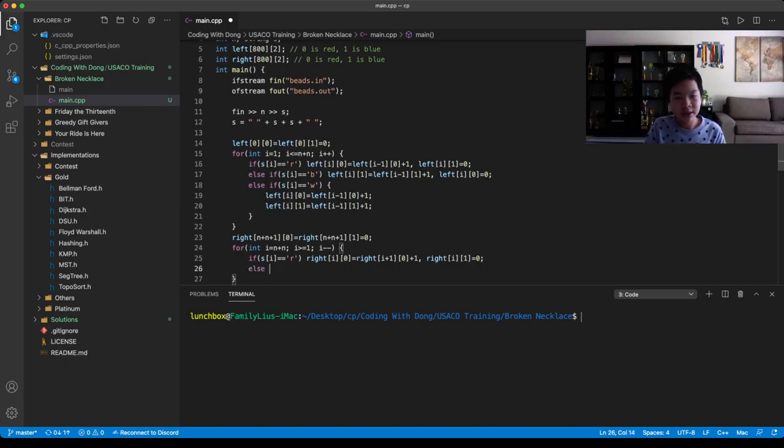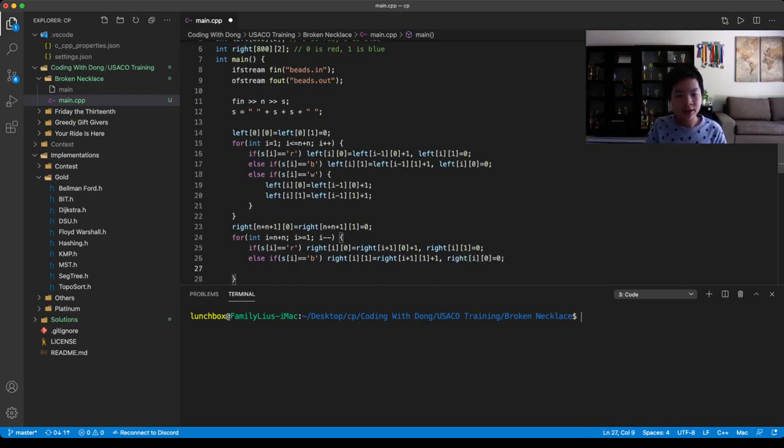So another case is if it's blue. If s of i equals blue, right of i, 1, which is blue, would be equal to the previous one, which is i plus 1. So right of i plus 1, 1 plus 1, and then the red would reset.